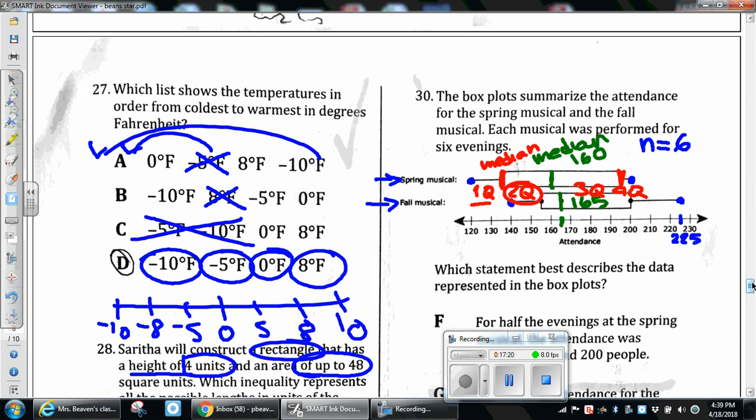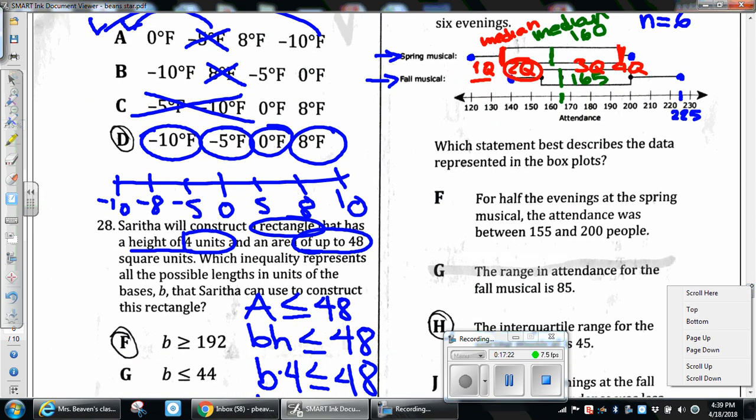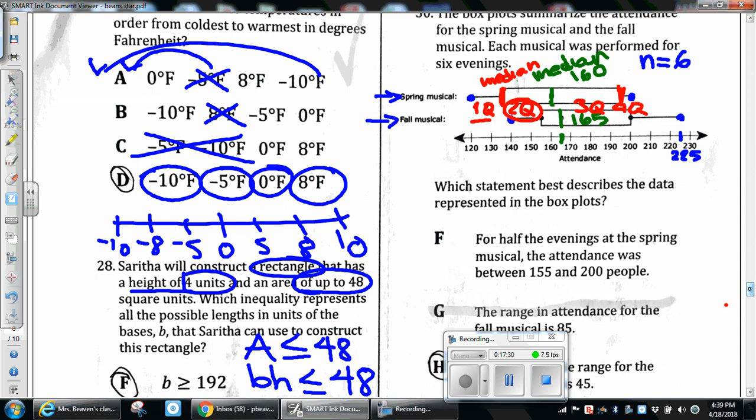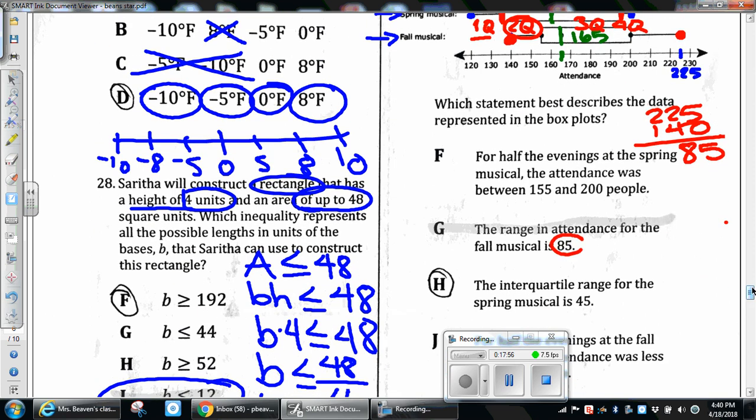So now let's see what the question is. We need to find a statement, and I have the answer here already. The range in attendance for the fall musical is 85. That's the one we didn't calculate, so let's see if it's true. We said this was 140 and this was 225. So 225 minus 140 gives a 5 and then an 8, so 85. Very good. That is true.